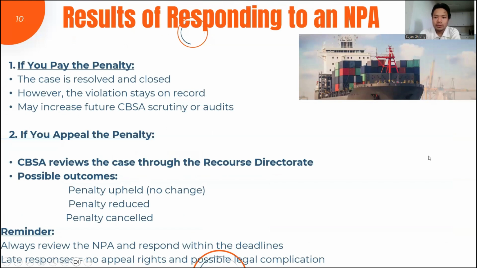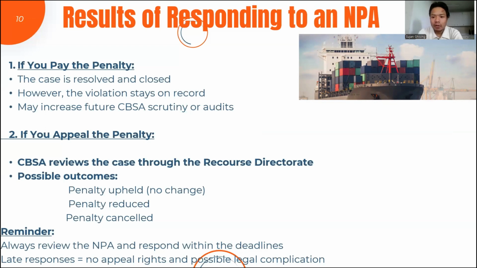Now, if you choose to pay the penalty, the case is considered resolved and closed. However, keep in mind that the violation will remain on record, which may lead to increased scrutiny or audits by CBSA in the future. On the other hand, if you appeal the penalty, the CBSA's Recourse Directorate will review your case. They may uphold the penalty, reduce it, or cancel it altogether depending on their findings.